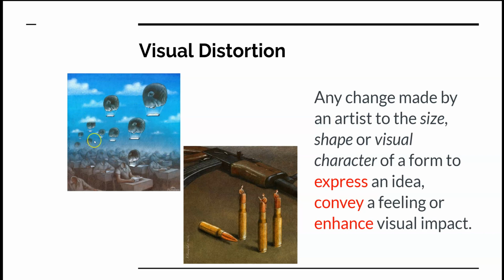The idea of these heads floating away, very, very strange, changing the character to help express that idea. Down here, we'll see these politicians being represented as bullets, shrinking them down, changing their size to help convey a feeling or enhance visual impact. You might be noticing that visual distortion seems to have a lot of overlap with symbolism as well, and you'd be right. Frequently, we use visual distortion to create a symbolic effect to enhance our satire.